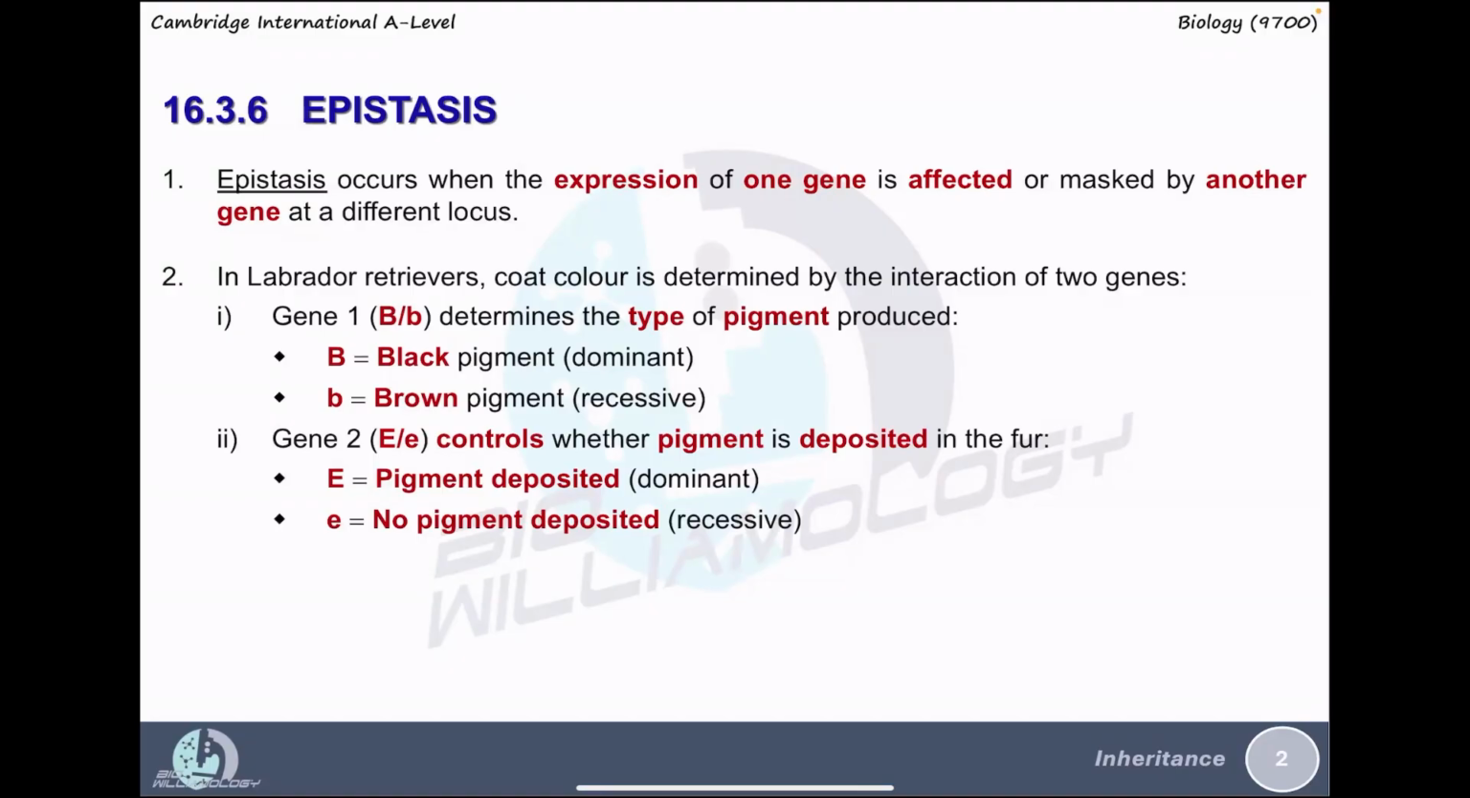So the dominant allele E results in pigment deposition. Two copies of the recessive allele will result in no pigment deposition. So therefore, regardless of what the color pigment is, black or brown, the color of the fur will be yellow.